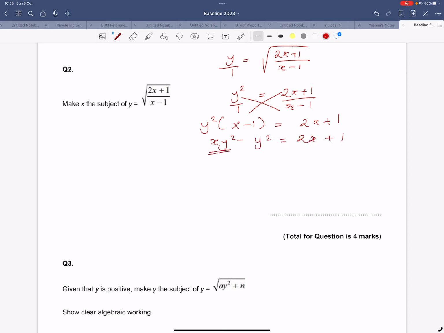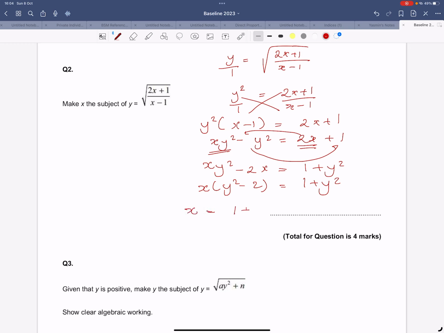Now we get the x's together, so we're left with x y squared, so send this one over, and we're going to send the y squared over, so x y squared minus 2x is equal to 1 plus y squared. Now getting the x's, so x open bracket y squared minus 2 is equal to 1 plus y squared. To make x the subject, we're going to divide everything by that bracket, so x equals 1 plus y squared over y squared minus 2. There's many variations, some have positive at the bottom, some are negative, but obviously if the method marks are correct, that means there's another equivalent mark here.